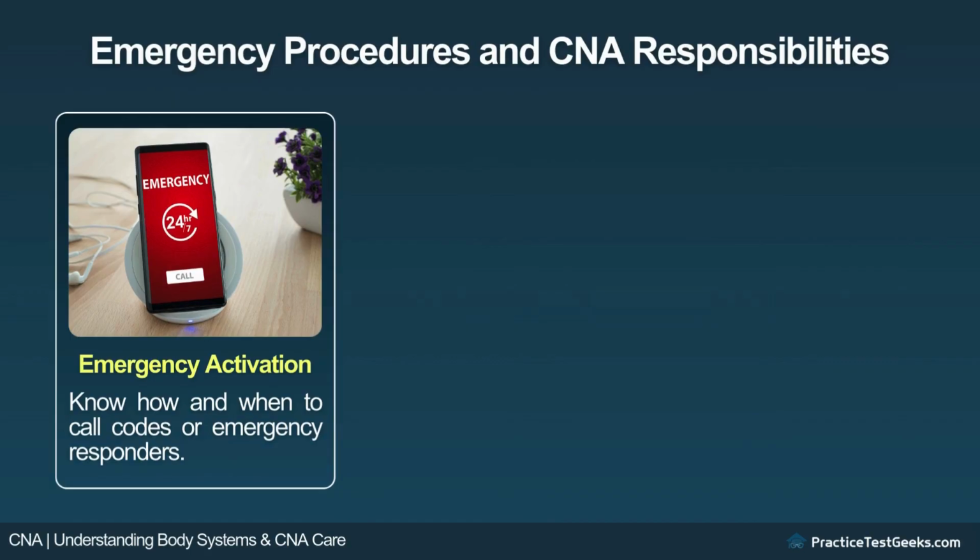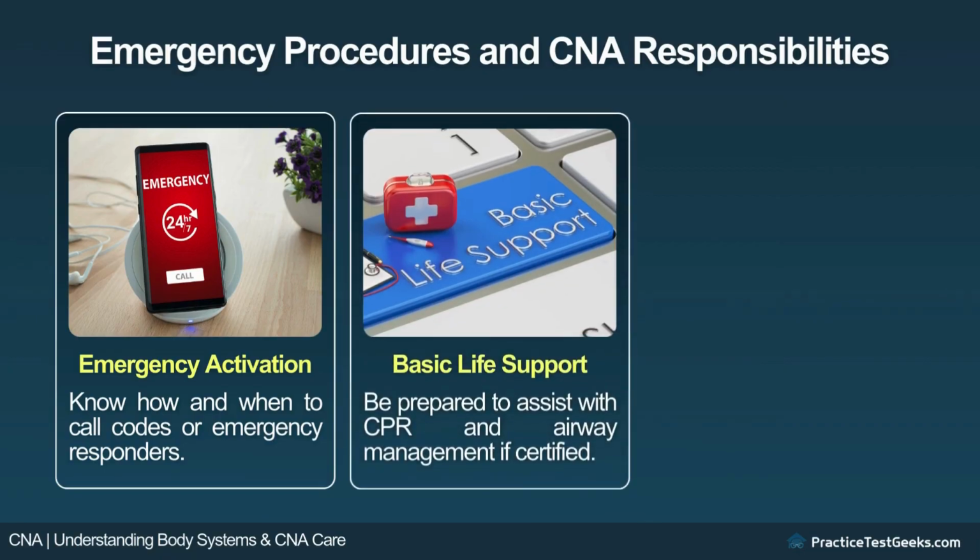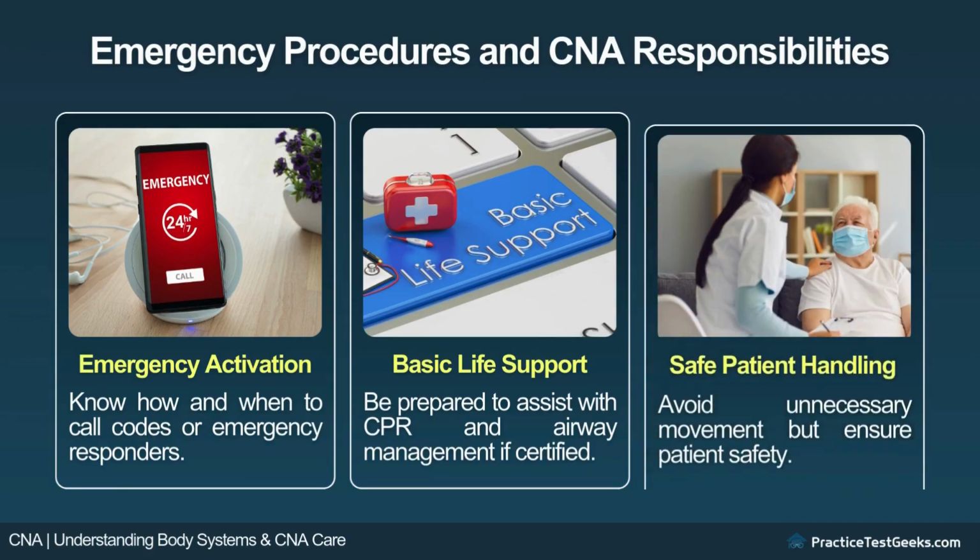Emergency activation. First and foremost, you must know how and when to activate the emergency system. This could mean calling a code within the facility or dialing outside emergency responders. Quick activation ensures that advanced help arrives without delay. Basic life support, BLS. If you are certified in BLS, you may be called upon to assist with CPR or help maintain an open airway until licensed staff take over. Even if you are not performing compressions, your role might include bringing the crash cart, positioning equipment, or ensuring space for the resuscitation team.